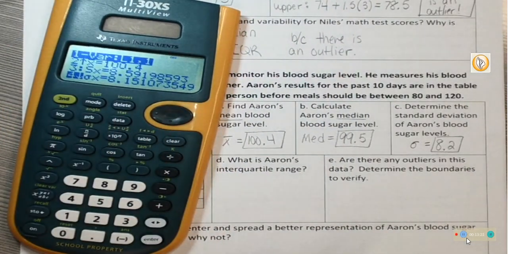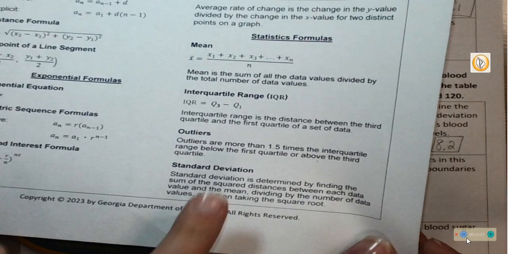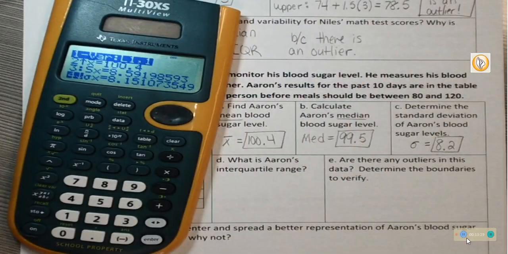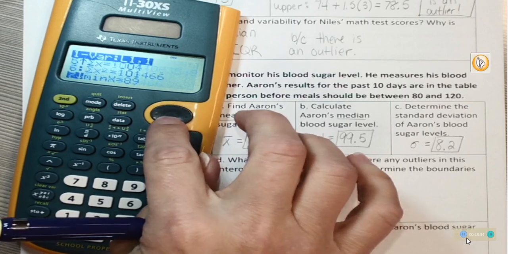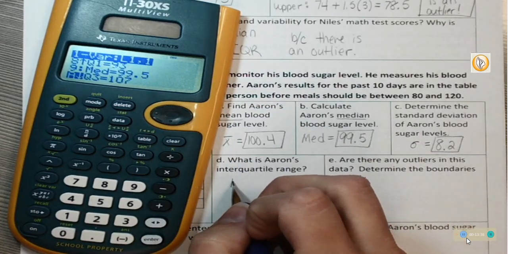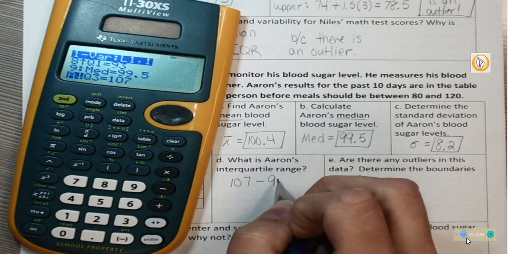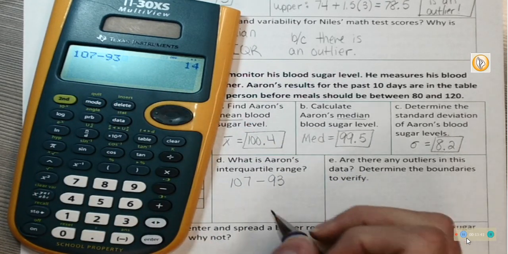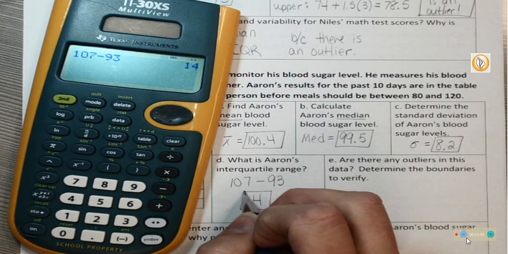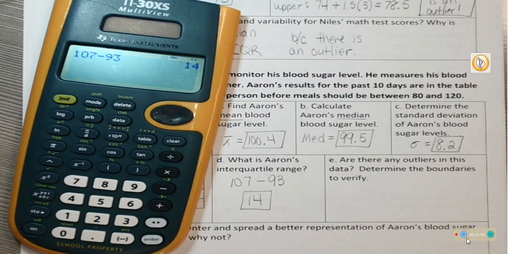And then when I'm trying to find an interquartile range, if I needed to, I could grab my formula sheet. That's Q3 minus Q1. So I've got to go find Q3 and Q1. Q3 is 107 minus Q1 is 93. 107 minus 93 makes an IQR of 14. That means that the middle half of the data is only 14 blood sugar points away from each other.